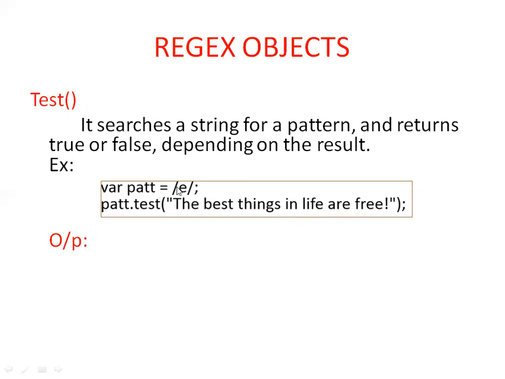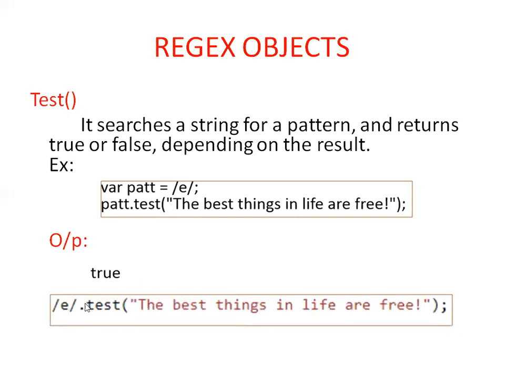So here we are testing if the specified pattern is present or not. Yes, absolutely. e is present in the string, the best things in life are free, because e is found at position 2 as well as position 5. Okay. So the output is true. So the above two lines can be shortened into a single line. So let me see how. Straight away we can specify the pattern and we can call the method test. So inside the method we can specify the string. Okay. In this way we can shorten the above two lines.